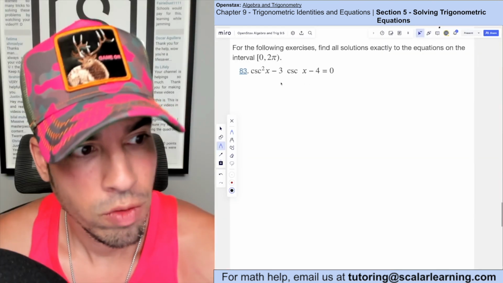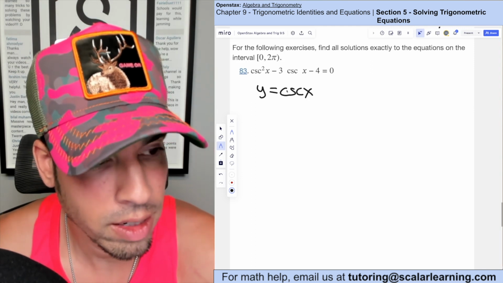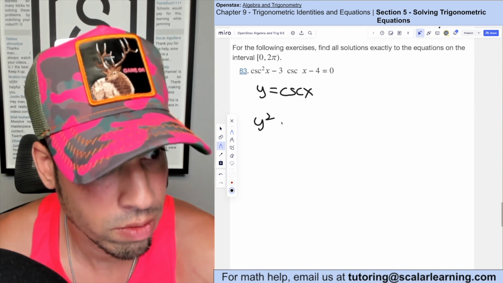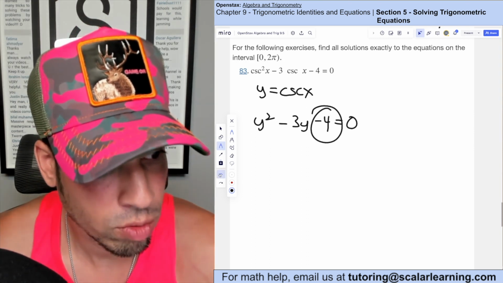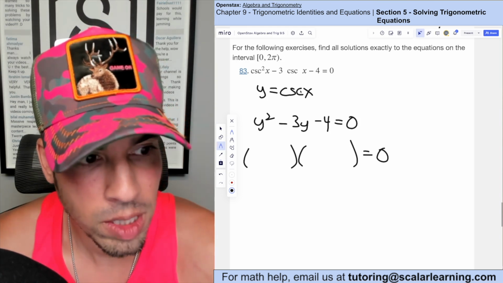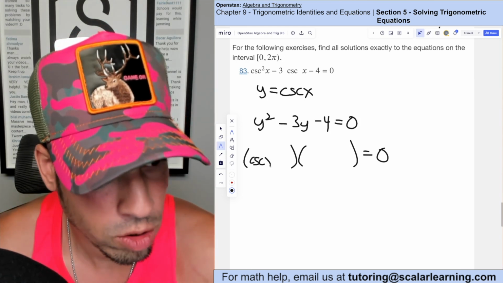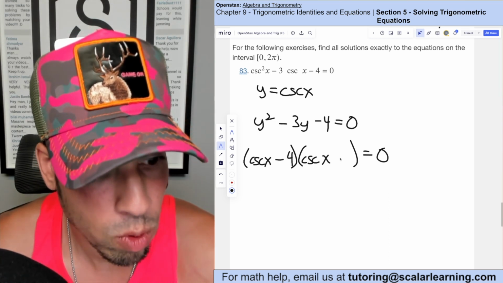Boom, done. So for this one, I'm going to start by setting y equal to cosecant x, and then we're going to see if this is factorable. So the question is, are there two numbers that multiply to negative 4 and add to negative 3? Yes, it'd be negative 4 and 1. So then I can factor this. I'm going to sub cosecant back in for y. So I got cosecant x minus 4 and cosecant x plus 1.